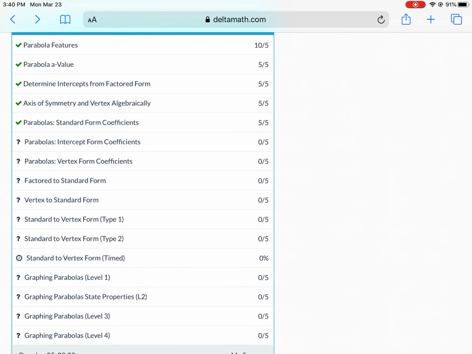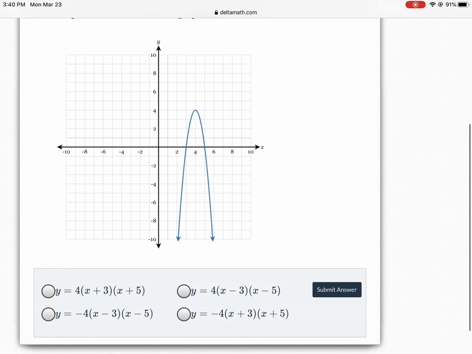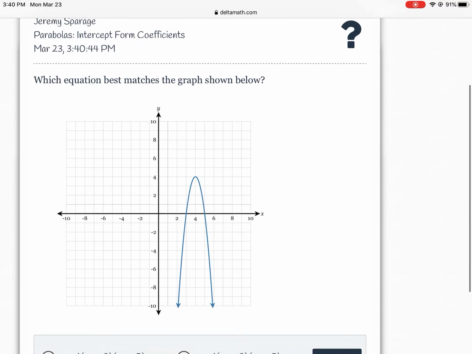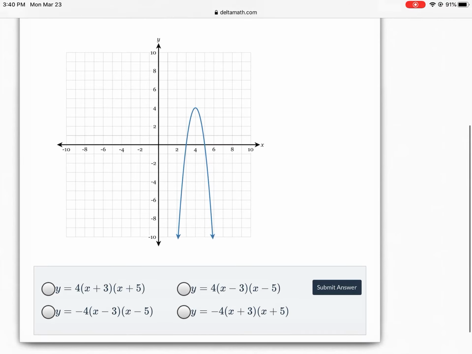Parabolas, intercept form coefficients. In this section, we will see multiple choice equations that represent the graph above. Delta Math calls this intercept form. I like to call this factored form. So in this factored form, we can tell two things about the parabola.